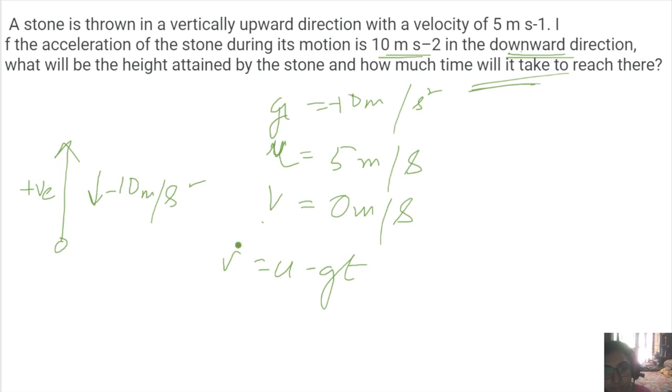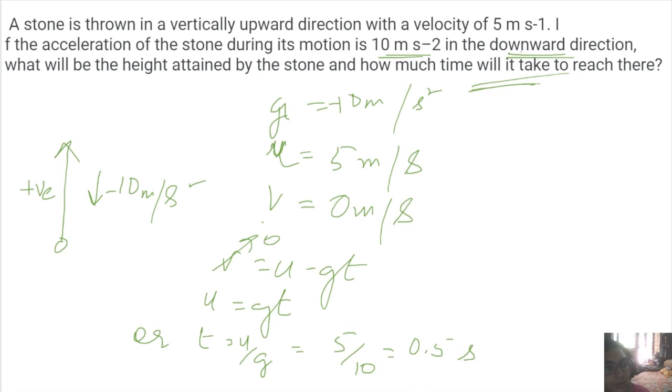Here we can write g instead of a. So v we know is 0, so u equals gt, or t equals u by g, which equals 5 by 10, 0.5 seconds or half seconds. So you can note this thing down, that whenever a body is thrown upwards, we have the standard formula of the time being u by g, always, provided that the stone is thrown vertically upwards with a certain velocity. So this will be your formula.